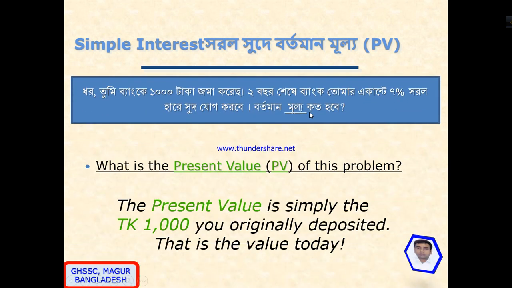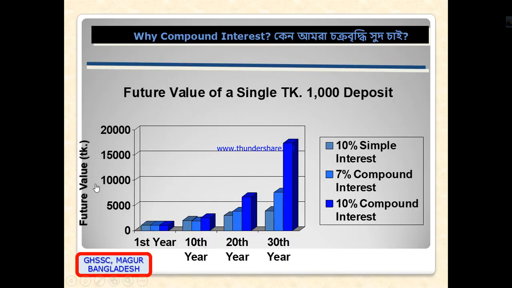Okay. Now again, you have to understand very clearly. You deposited 1000 taka for 2 years at a 7% simple interest rate. What is the present value? The present value is this 1000 taka, today's 1000 taka. Okay. Here there is a comparison table.